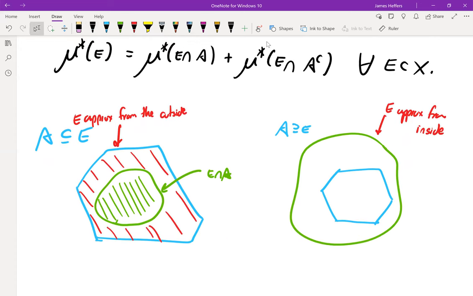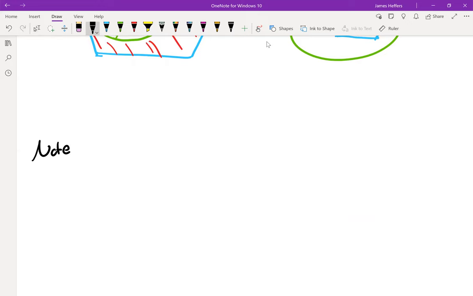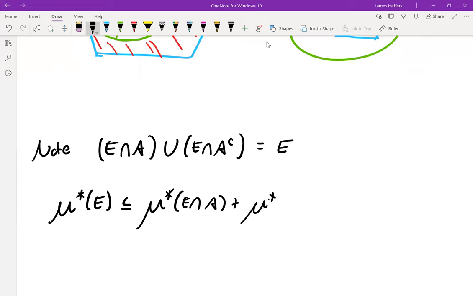And the good news is, actually, one direction of this definition always comes for free. Because E intersect A union E intersect A complement, that's always going to give us E, right? So by the sub-additivity of an outer measure, we actually get for free that the measure of the union is less than or equal to the sum of the measures. So we actually, for free, always get this one direction.